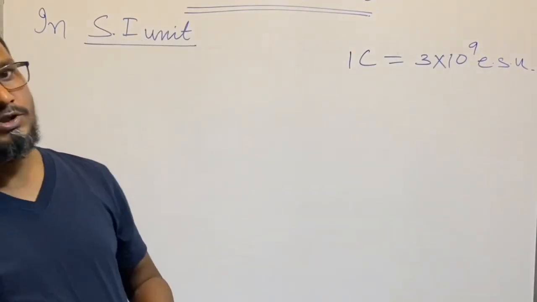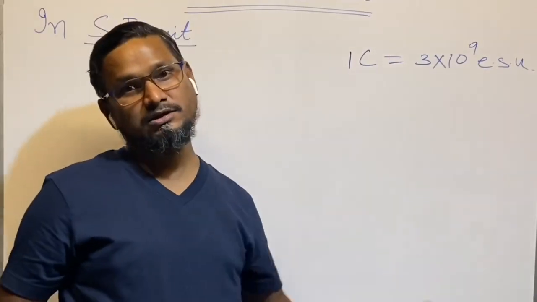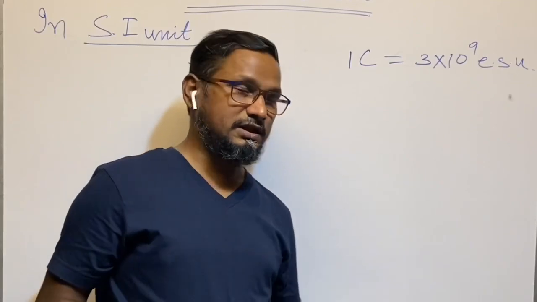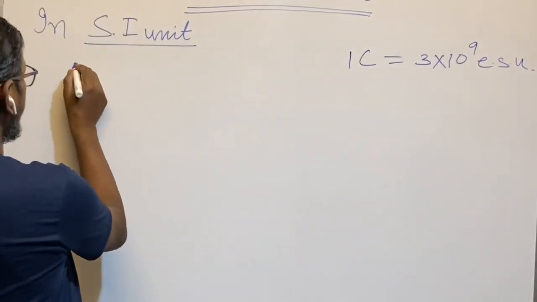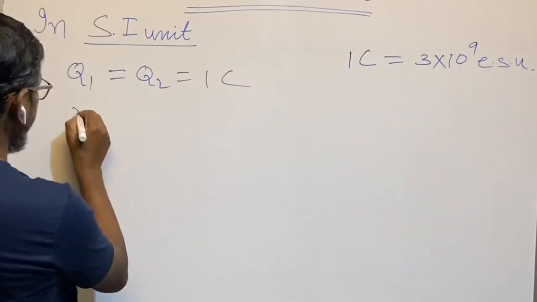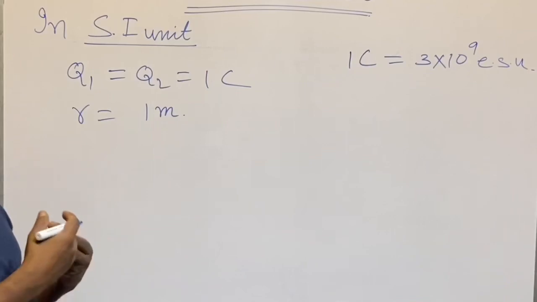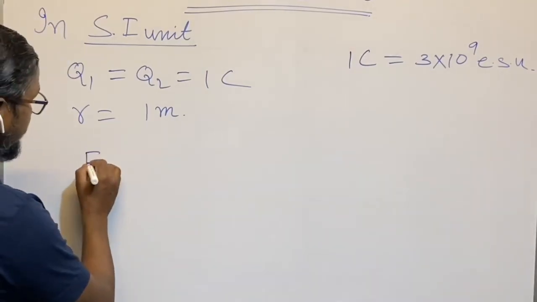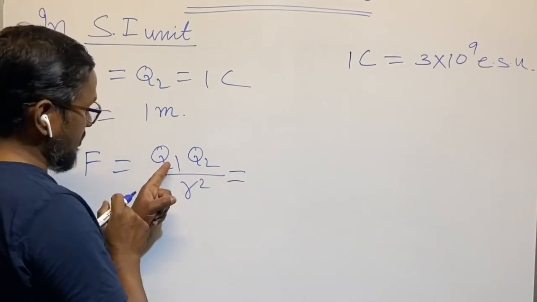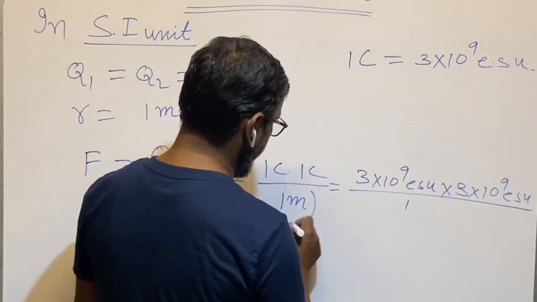Now, how much force is acting between two charges of 1 Coulomb if they are separated by a distance of 1 meter? Let us consider two charges Q1 and Q2. Q1 is equal to Q2 is equal to 1 Coulomb, and they are separated by a distance of 1 meter. How much force is acting in CGS unit? That is F is equal to Q1 Q2 by R square. The value of Q1 is 1 Coulomb into 1 Coulomb, over 1 meter square.